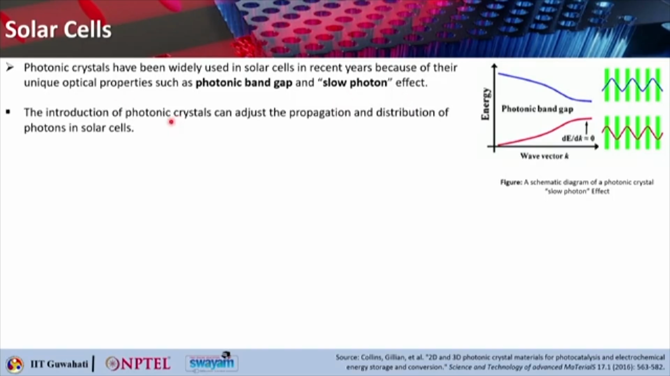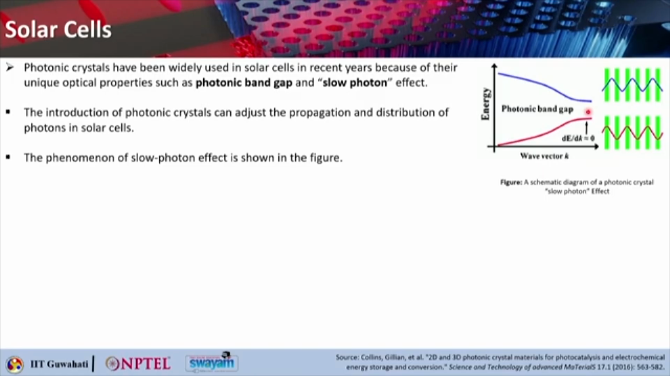Now the introduction of photonic crystals can adjust the propagation and distribution of photons in solar cells, and the phenomenon of the slow photon effect is shown in this particular figure. Here it is basically the E-k diagram, and this shows you the photonic band gap over here. Now according to Fermi's golden rule, the photons whose energy is within this photonic band gap will be inhibited in their propagation and emission in the photonic band gap, right.